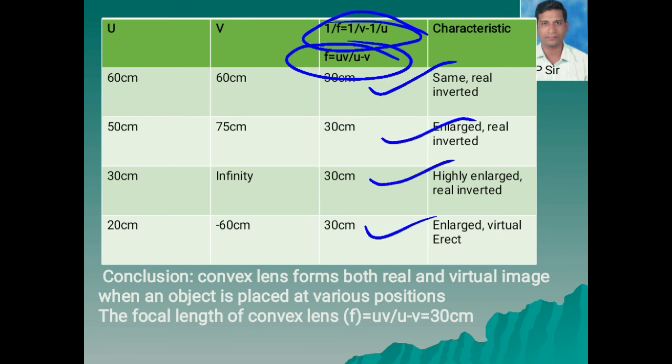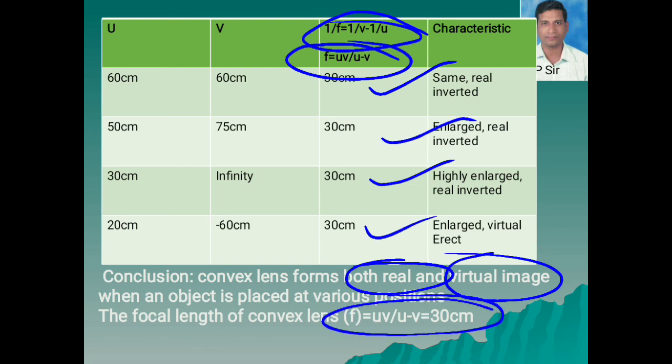Now conclusion: convex lens forms both real and virtual images when the object is placed at various positions, and the focal length of the convex lens is about 30 centimeters.